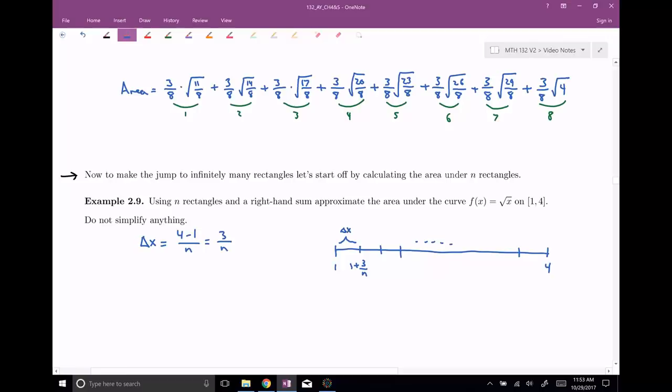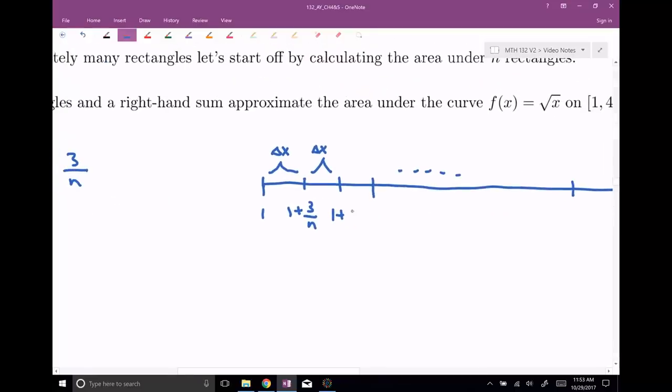And then if I want to do another one of these, well, that's going to be two of these things, right? Because I'm going to do another delta x over. So this endpoint right here is going to be 1 plus 3 over n plus another 3 over n. So altogether, that's going to be 2 times 3 over n. So that's going to be the same thing as 6 over n. And then I'm going to move over again, another delta x. So that's going to be 1 plus 9 over n.